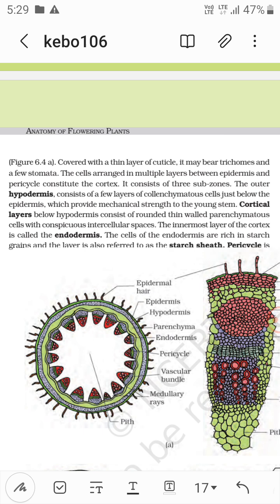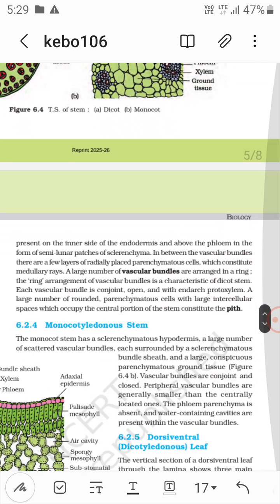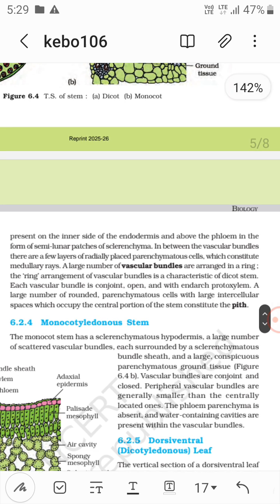The innermost layer of the cortex in dicot stem is the endodermis. Now the cells of the endodermis are rich in starch grains, so this layer is known as the starch sheath. Now pericycle is present on the inner side of the endodermis and above the phloem in the form of semilunar patches of sclerenchyma.